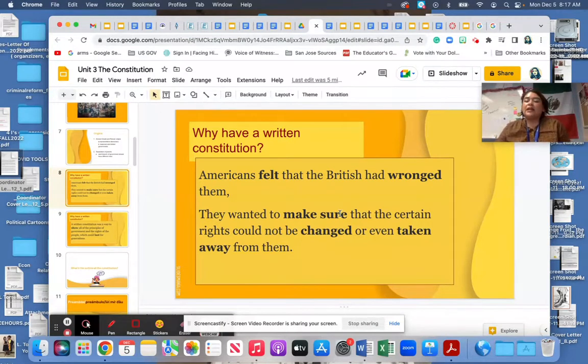So why have a written constitution? Why do we want this paper? Well, Americans felt that the British had wronged them. They wanted to make sure that certain rights could not be changed or even taken away from them. So when the United States became independent from Britain, they said, hey, in order to prove that we are our own country, we need to have this document, because a lot of these countries had their own constitutions, like Spain, England, and it's just a way of saying we're here, no one's going to tell us what to do.